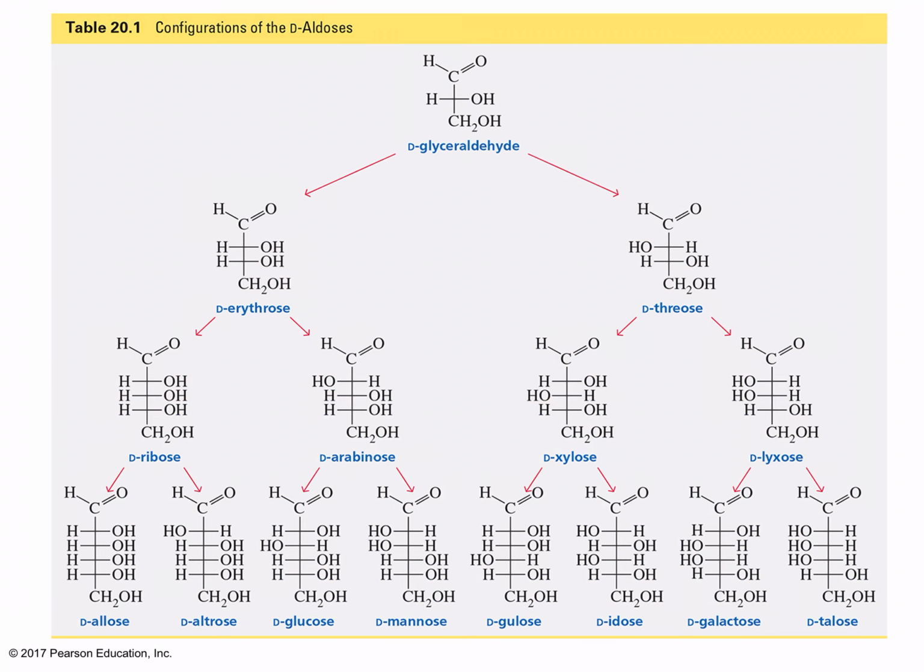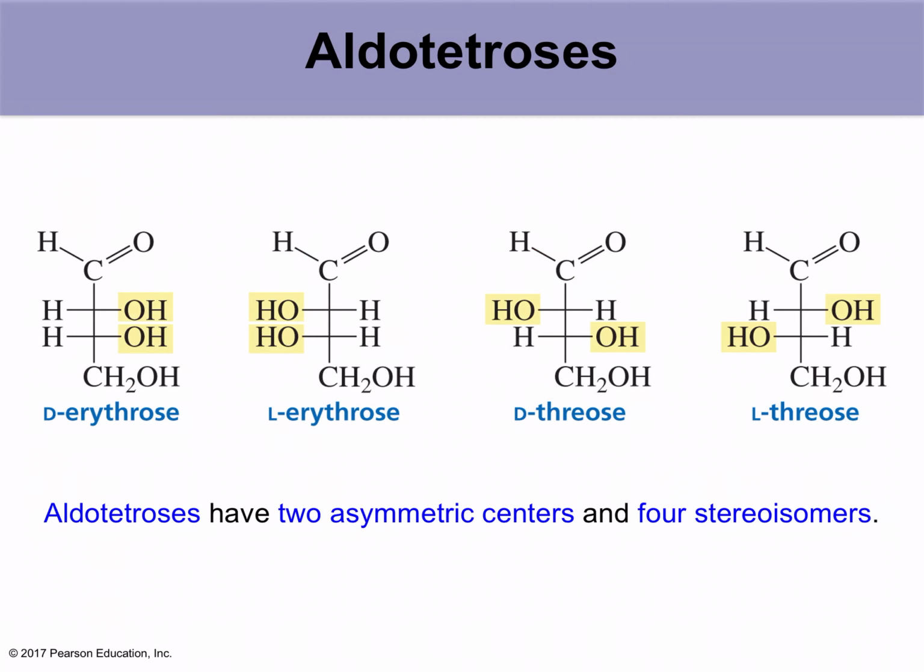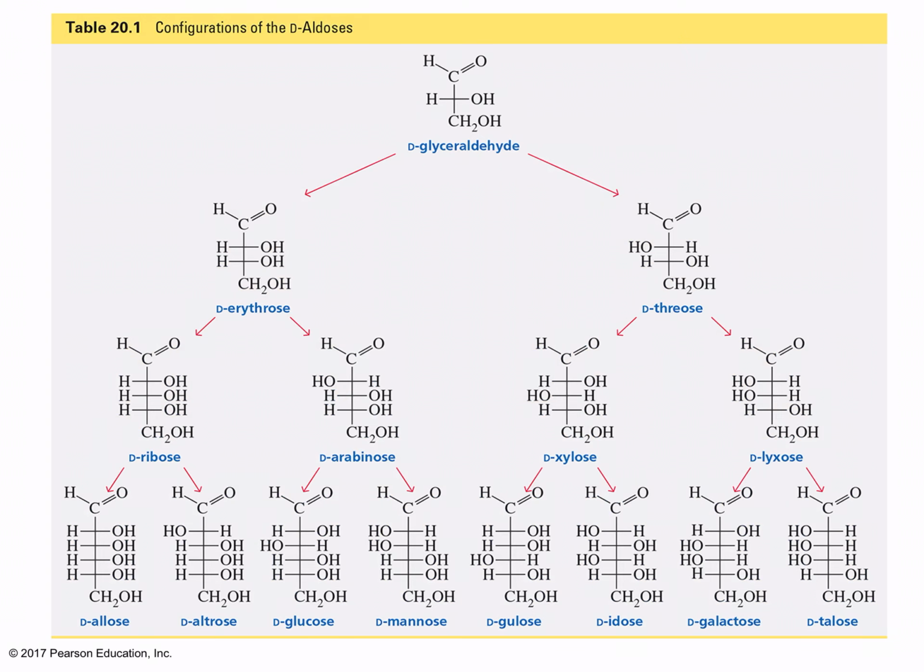Now you can see the configuration of the D-aldoses. For any D sugar, you can also have an L sugar as well. But here we are only looking at the D sugars, starting from D-glyceraldehyde. In D-glyceraldehyde, the penultimate carbon has the hydroxyl group to the right, and this has 1, 2, 3 carbons.